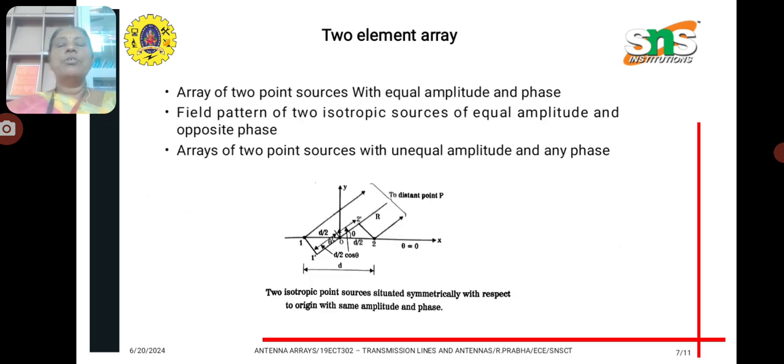And now we are going to see, for analysis purposes, the simplest case of antenna array, the 2-element array. Here the array of 2 point sources with equal amplitude and equal phase are kept along an array axis where theta equals 0. So this is a broadside type of array because the current is in phase and of equal amplitude. And here the field pattern of 2 isotropic sources of equal amplitude and opposite phase we are also going to discuss. And the third case we are going to see is array of point sources with unequal amplitude and any phase.